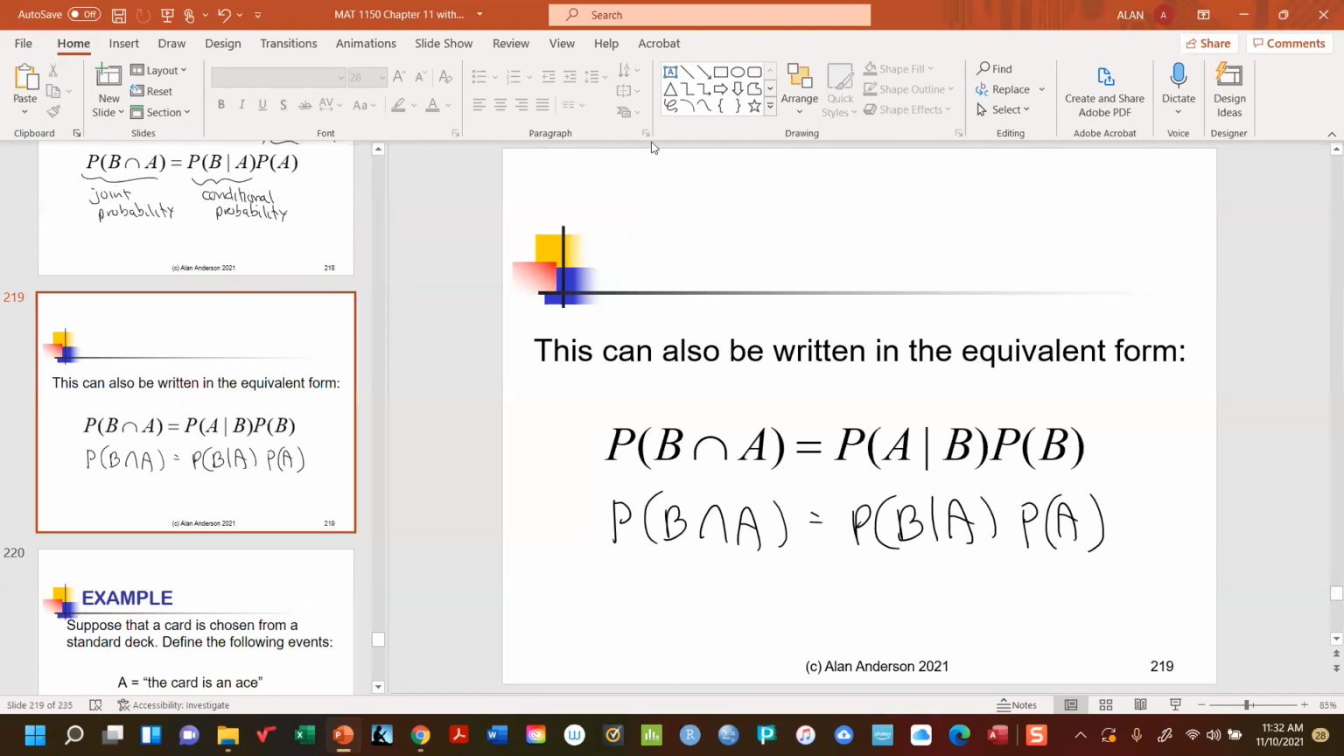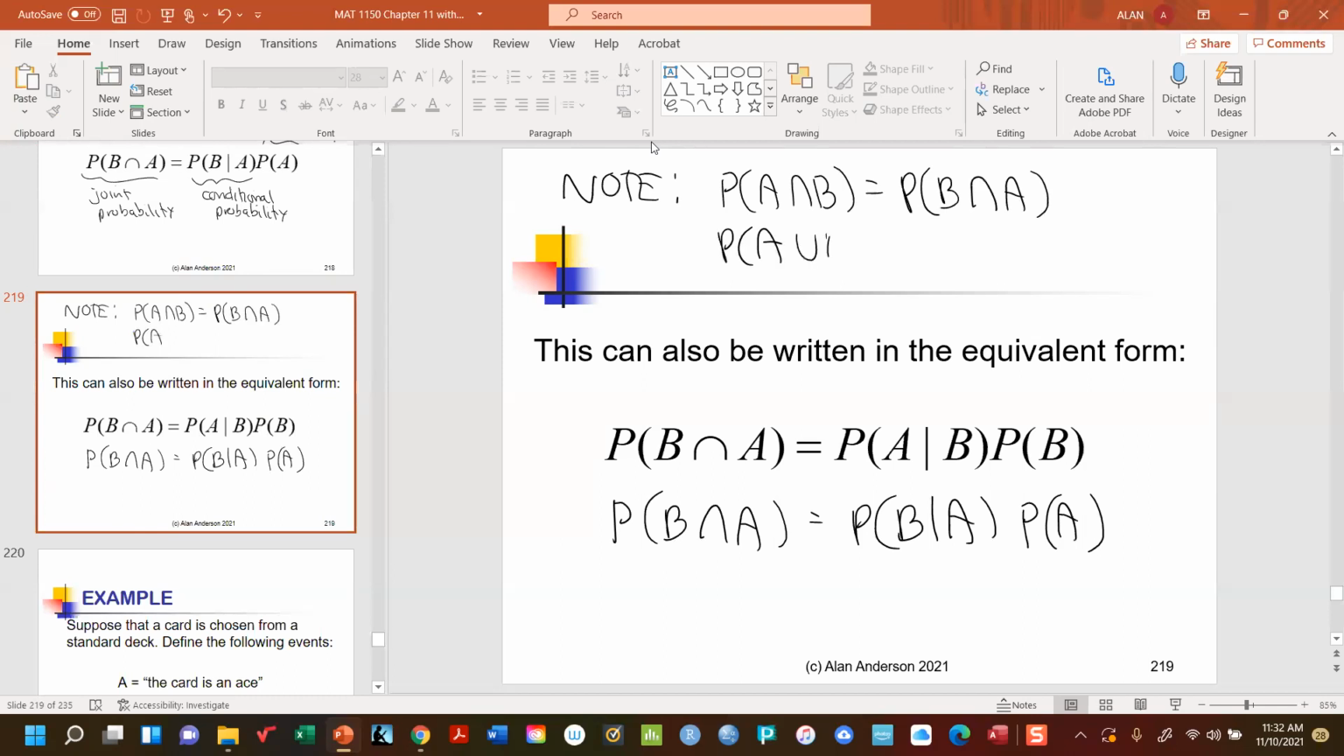One thing I did want to remind you of is that when it comes to these joint probabilities, the order in which I write this doesn't make any difference. Same thing is true with unions. Just in case there's any confusion, these all mean the same thing: A and B is B and A, and A union B is B union A.